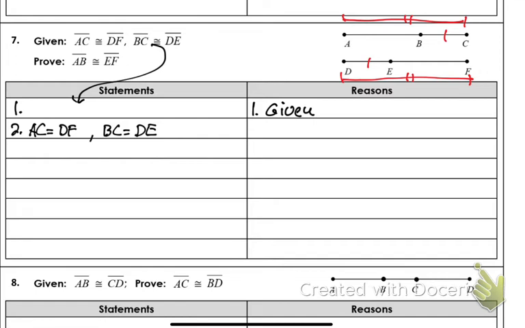Now, if I'm on the test and I have no idea what to do next, so we have given, we have definition of congruence. Here's a good bet. Do you see how we have segments that are constructed of smaller segments? I'm probably going to at least try the segment addition postulate. I'm going to see if that can help me. So our segment addition postulate will let me go, oh, AB plus BC equals AC. So let's start there.